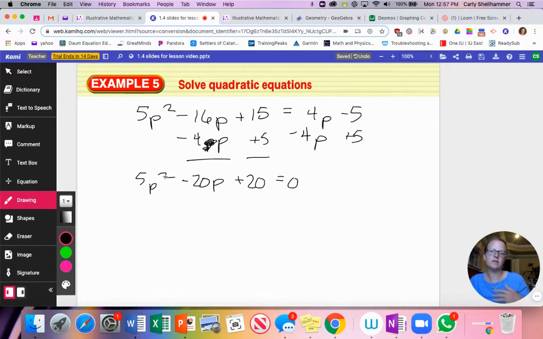Now look at your trinomial. Can you simplify it? Can you take anything out? I can. I can take out a 5. p squared minus 4p plus 4.